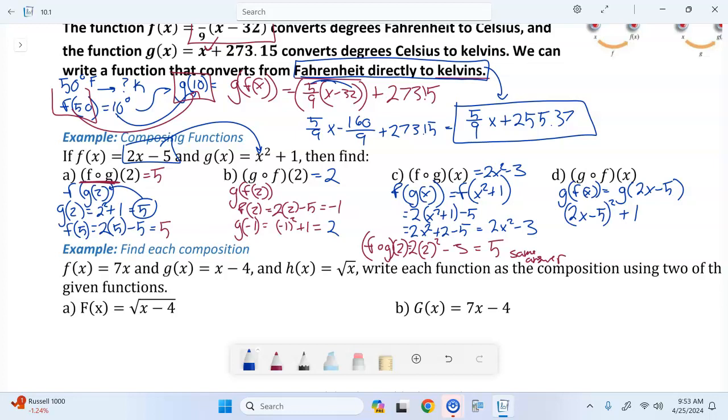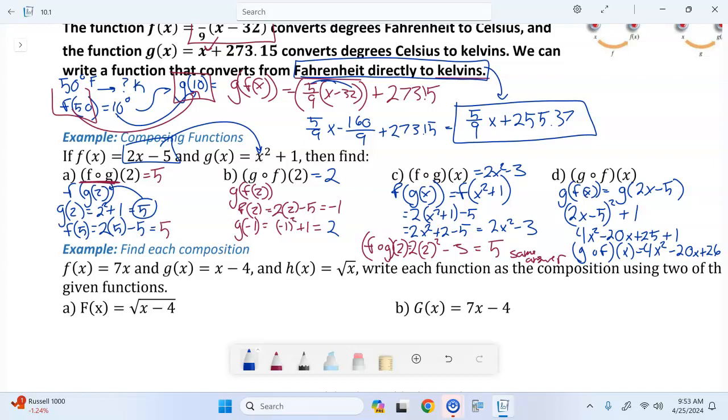All right? So now I need to expand that. 2x minus 5 squared plus 1 gives me 4x squared minus 20x plus 25 plus 1, which gives me a final composition of 4x squared minus 20x plus 26. And just like we did comparing C to A, if I plug in 2 into g of f of x, where I have composed, I will get the same output of 2 that I get from example B.